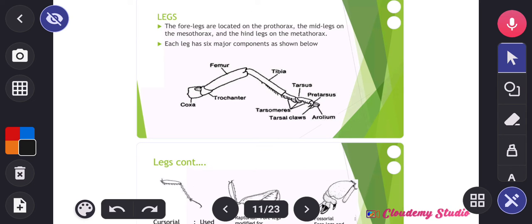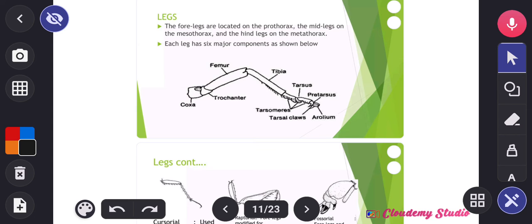Now to their legs. The foreleg is located at the prothorax. We are talking about the components of the thorax. The foreleg is located on the prothorax, the mid leg on the mesothorax, and the hind leg on the metathorax, which means all six appendages, the three pairs of appendages that an insect possesses, are found in the thoracic region. None of them is found in the head, and none of them is found in the abdomen. All of them are found in the thoracic region. And we have the foreleg, the mid leg, and the hind leg located at the prothorax, the mesothorax, and the metathorax, respectively.